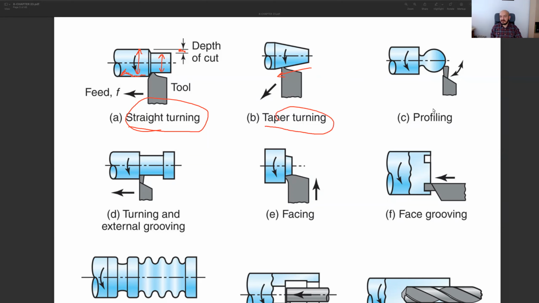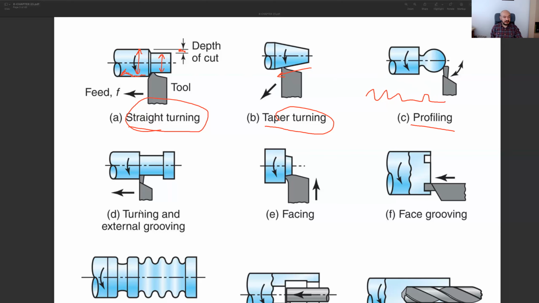Then we have a special process again on the lathe machine. It's called profiling. The difference is that we can perform any complicated paths with this profiling tool. So it's a very flexible tool. You can obtain any weird shape on this workpiece. If you look at the other ones, they are mostly straight or tapered, but with a profiling tool, you can have various profiles on your workpiece.